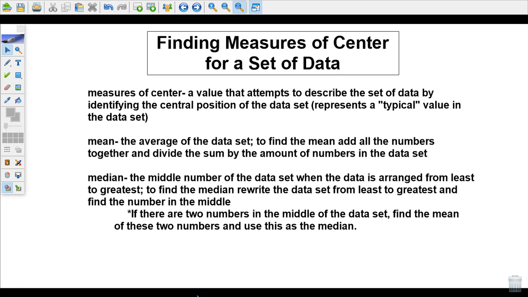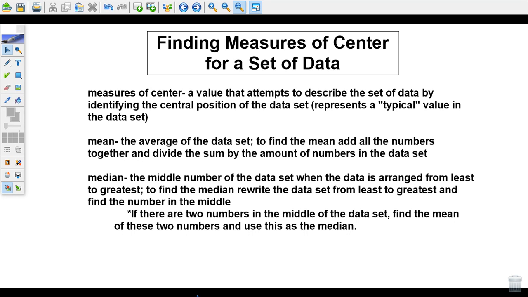Hi students, in this video we're going to talk more about measures of center and measures of spread and a little bit more with data and statistics. We're really going to focus on comparing two sets of data and what the measures of center tell us about that data.